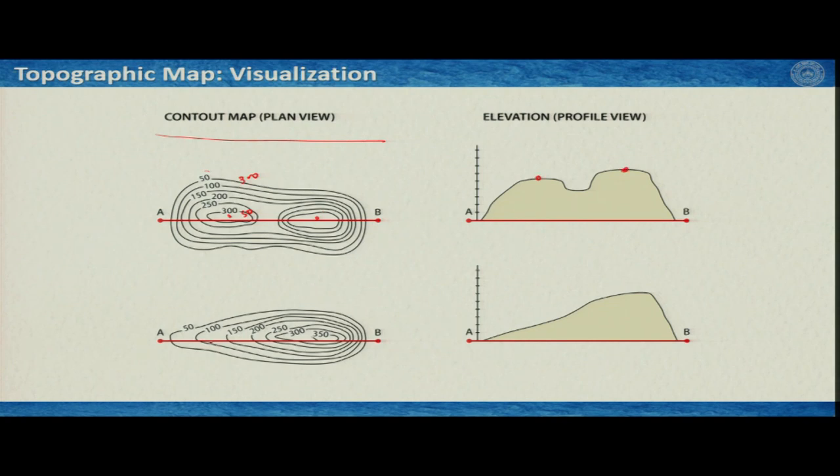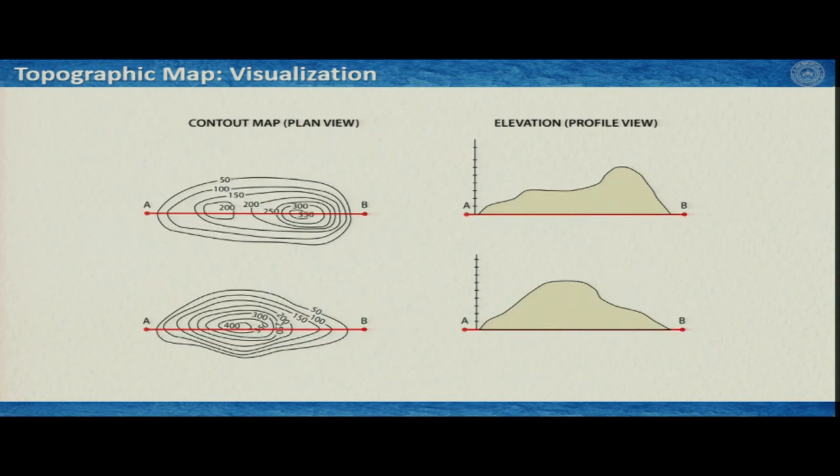Very similarly, as I talked about, here we start again at 50 and end up at 350 meters. On this side the contours are closely spaced, on this side the contours are not that closely spaced. So here the slope is very gentle, here the slope is extremely steep. So just by looking at this contour pattern you can figure out what the section should look like when you actually see it in the field.